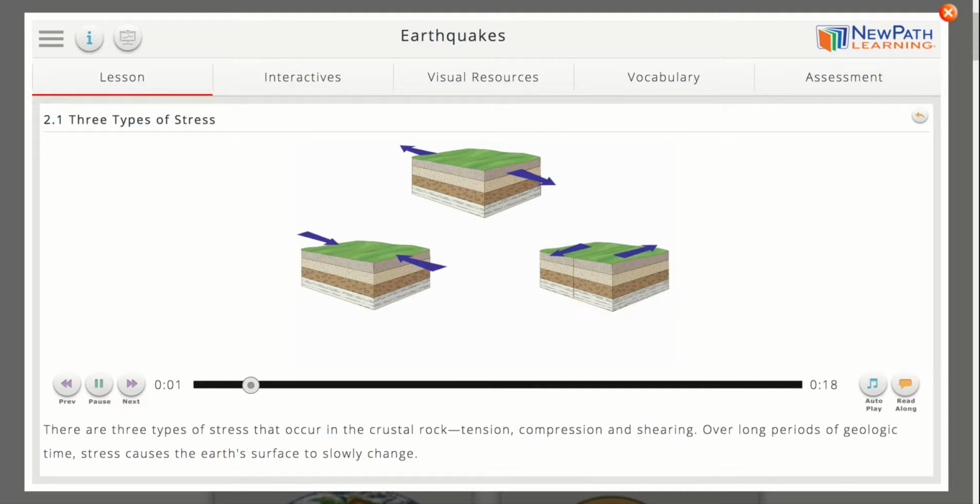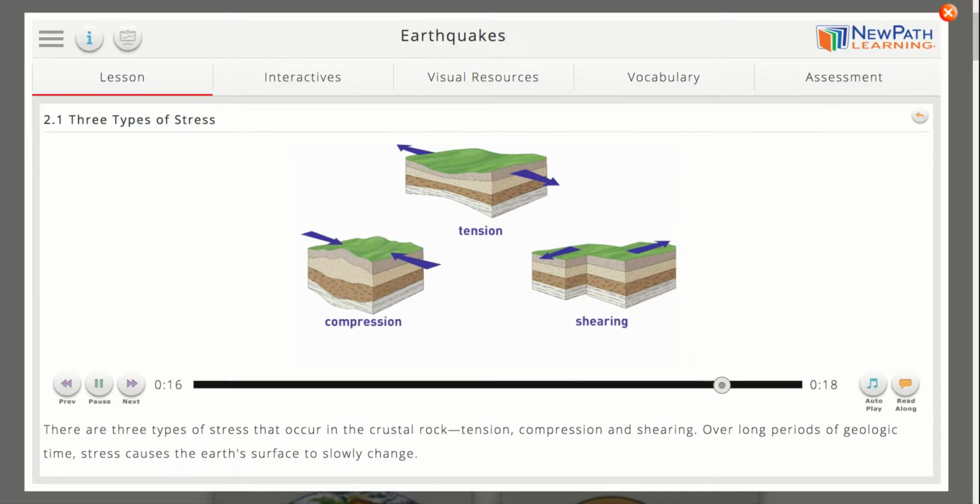Types of stress in crustal rock. There are three types of stress that occur in the crustal rock: tension, compression, and shearing. Over long periods of geologic time, stress causes the Earth's surface to slowly change.